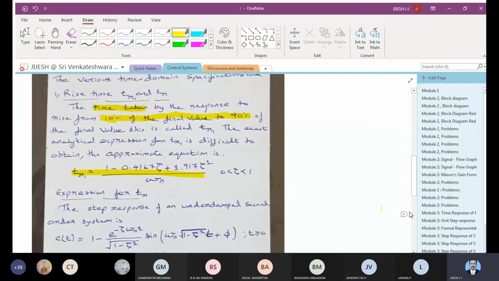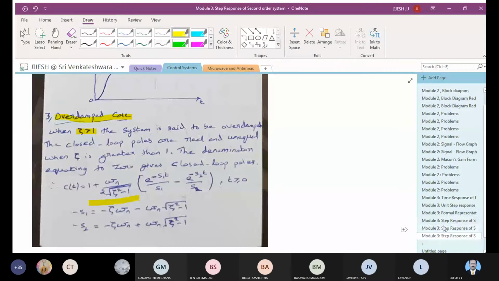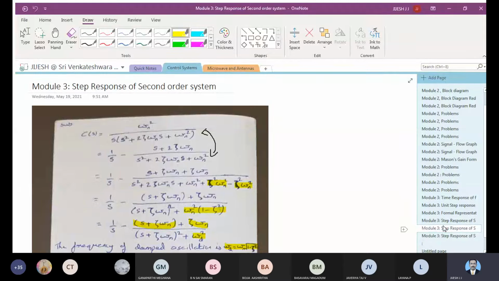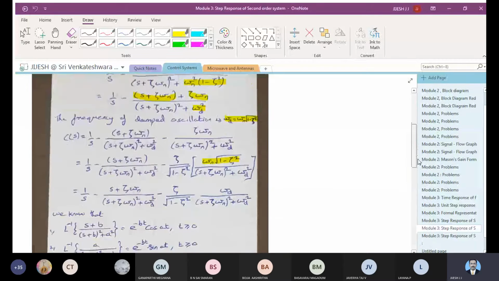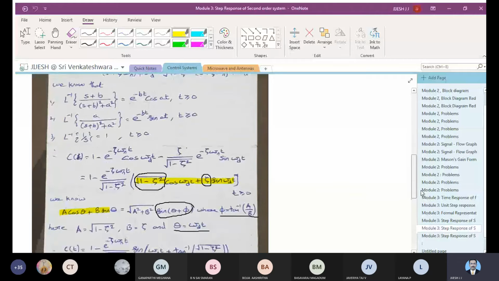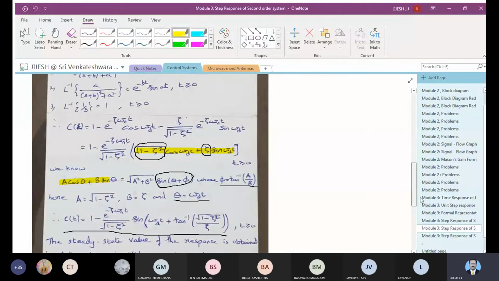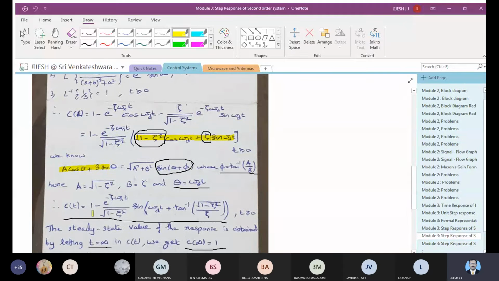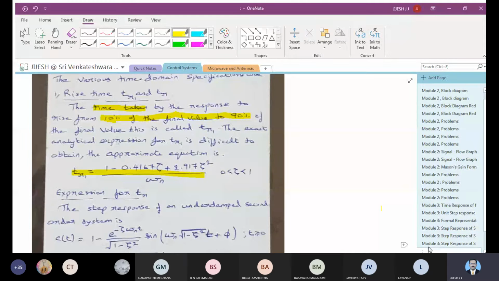You can see that in the previous class we studied the same equation. You had derived this equation for C of t, and the same equation we are using here. I told you that you will be using all these equations further. So the same equation for C of t: 1 minus e to the power of minus zeta omega n t divided by root of 1 minus zeta square, sine of omega n root of 1 minus zeta square t plus phi.